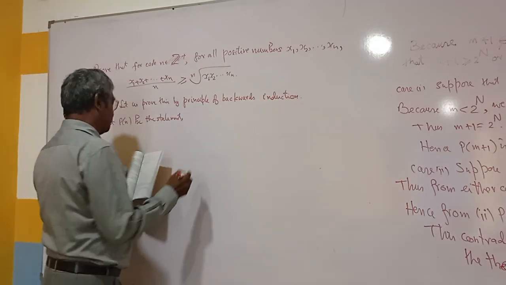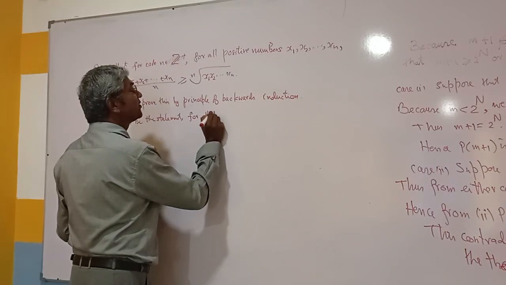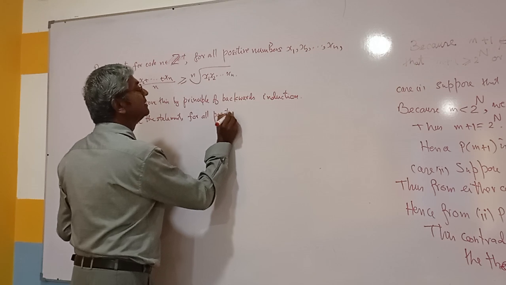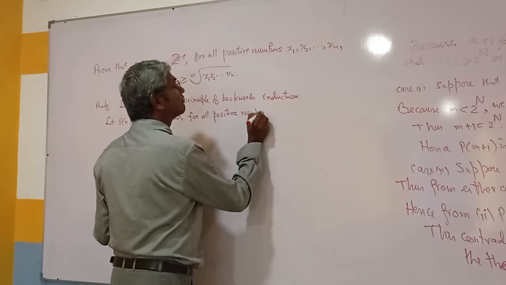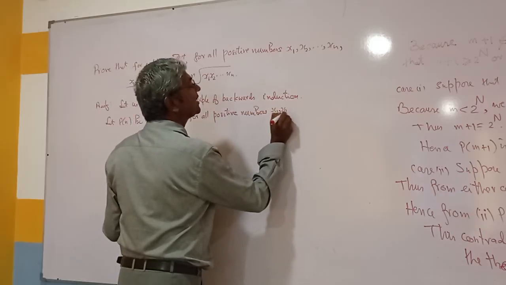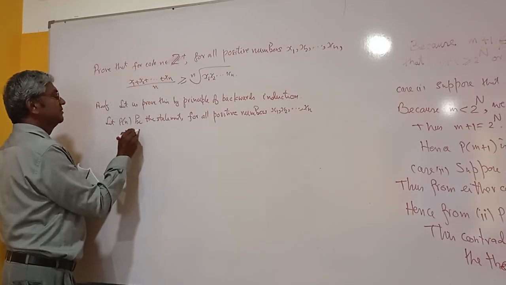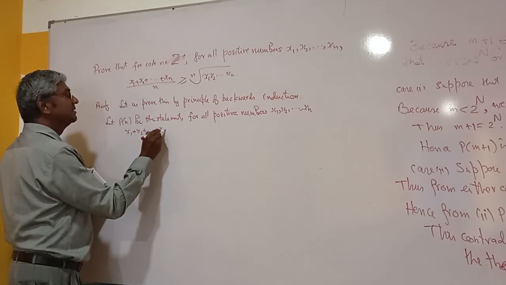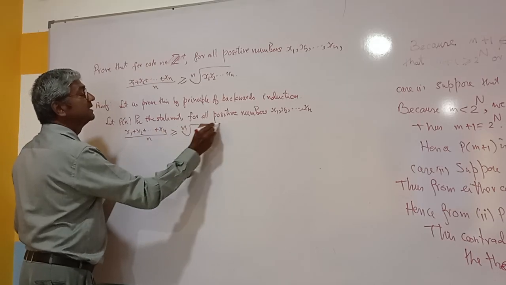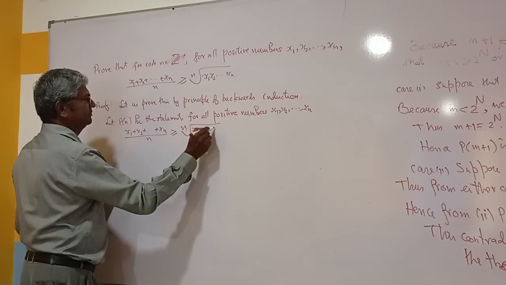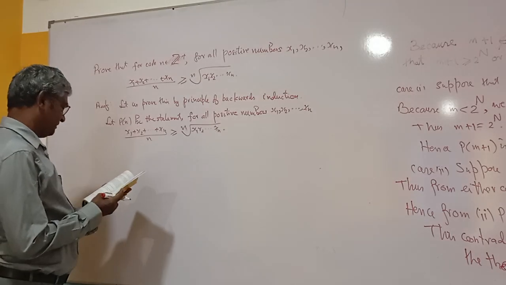The statement: for all positive numbers, not real numbers, x1, x2 up to xn, x1 plus x2 plus and so on plus xn divided by n is greater than or equal to the nth root of x1 up to xn. Let Pn be this statement.